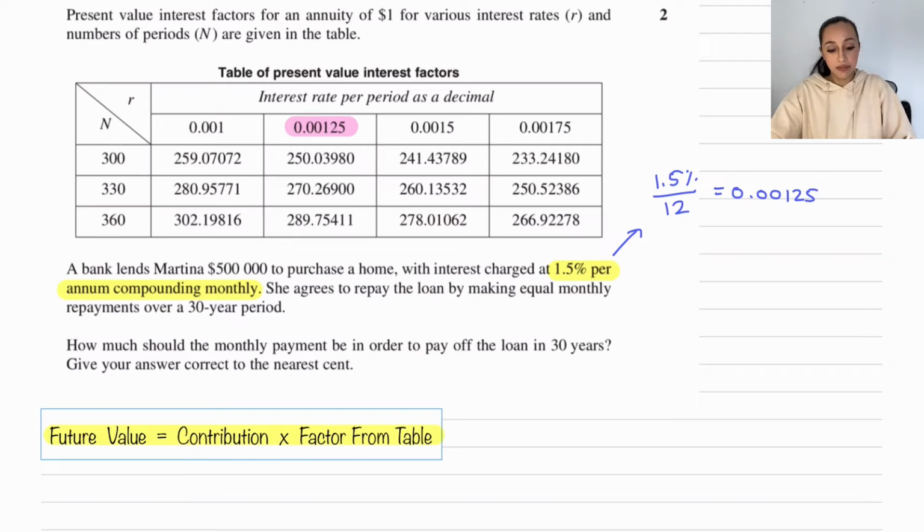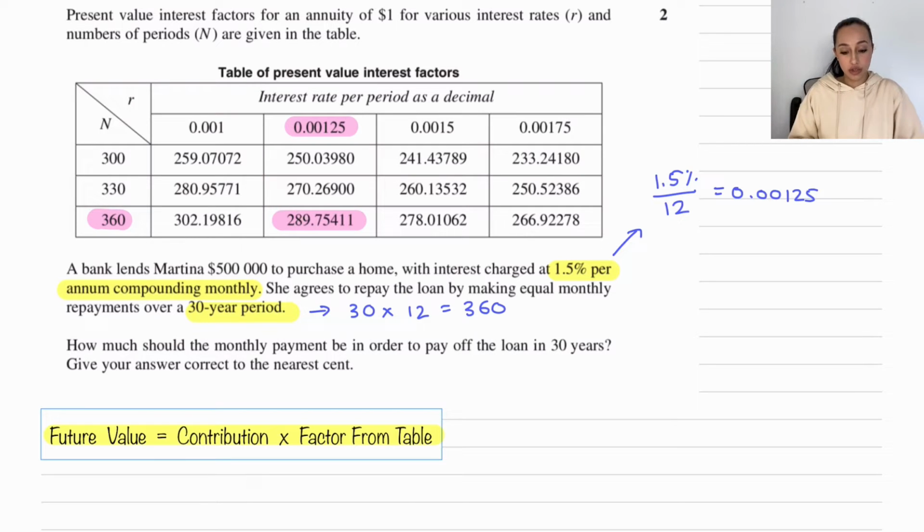You want to do the same for the years. So we're told that this is over a 30-year period. We need to convert that into months as well because everything needs to be in the same units. So there are 12 months in a year. So in 30 years, there'll be 360 months. And highlight that in your table as well. And now you can see that your interest factor from that table is 289.75411 because that's where both of those numbers meet.